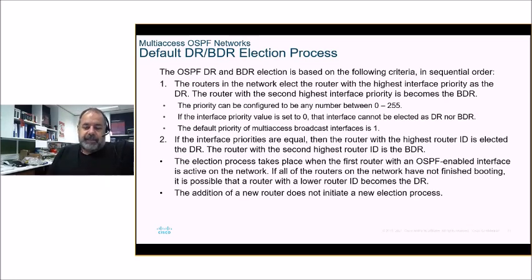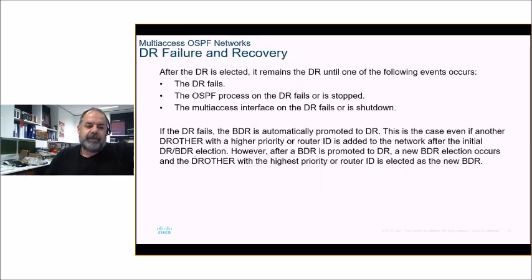And so, as I said, if there's a tie, which is the default behavior, that's when they use the router ID. So the election process takes place when the first router on an OSPF-enabled interface is active on the network. If all of the routers on the network have not finished booting, it is possible that a router with a lower router ID will become DR just because it was first. The addition of a new router does not initiate a new election process. So basically, there's only a new election if there's a need for it, and normally that would be a DR failure.